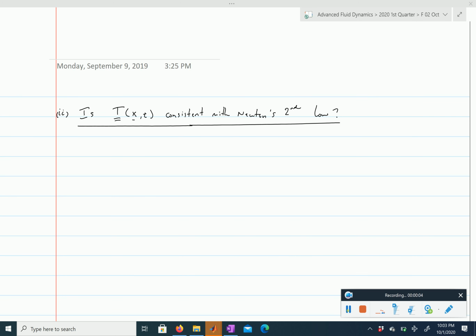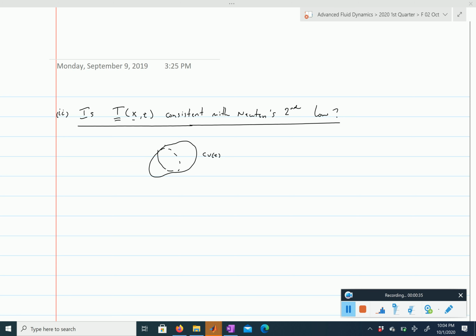Next, we look at whether the tensor notation used to represent the state of stress inside a continuum is consistent with Newton's second law. We've written Newton's second law for a continuum on the control volume. Now what I want you to think of is, let's say we have a control volume. This is our control volume, but now it's not a fixed control volume, it is a material control volume. So the control volume depends on time.